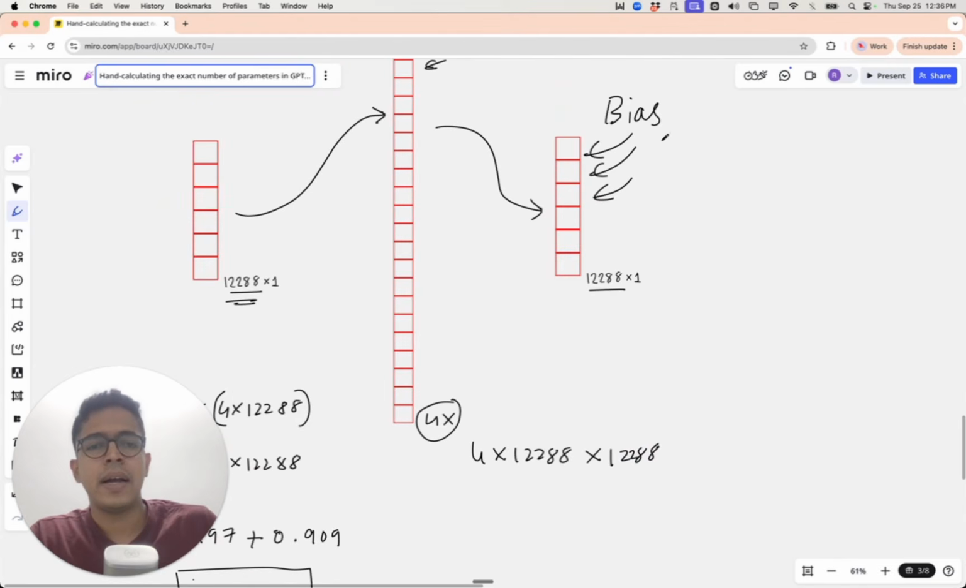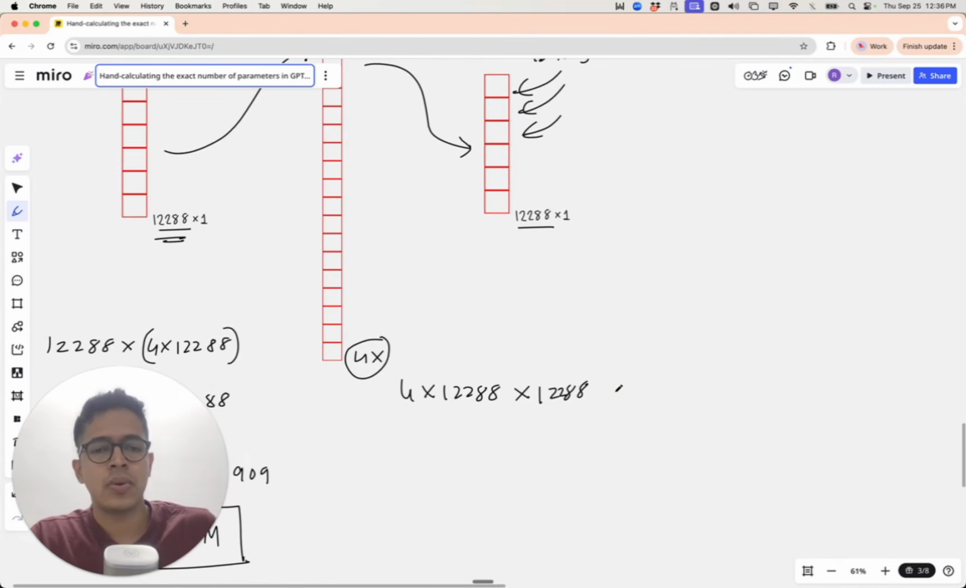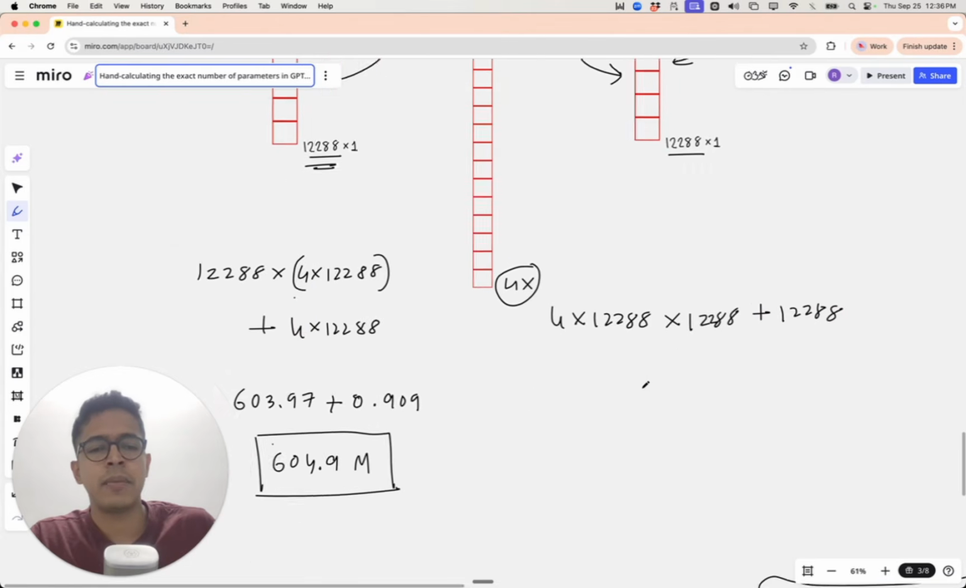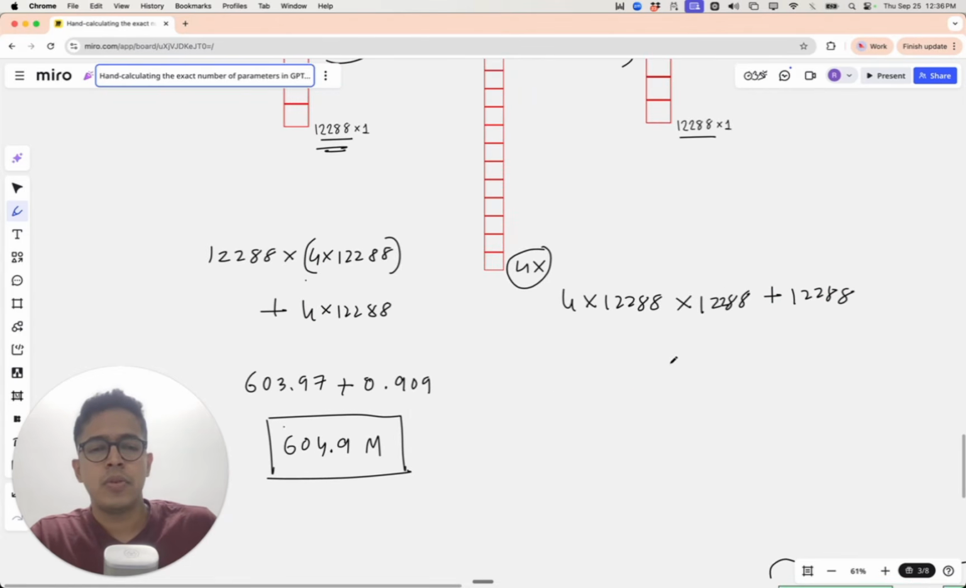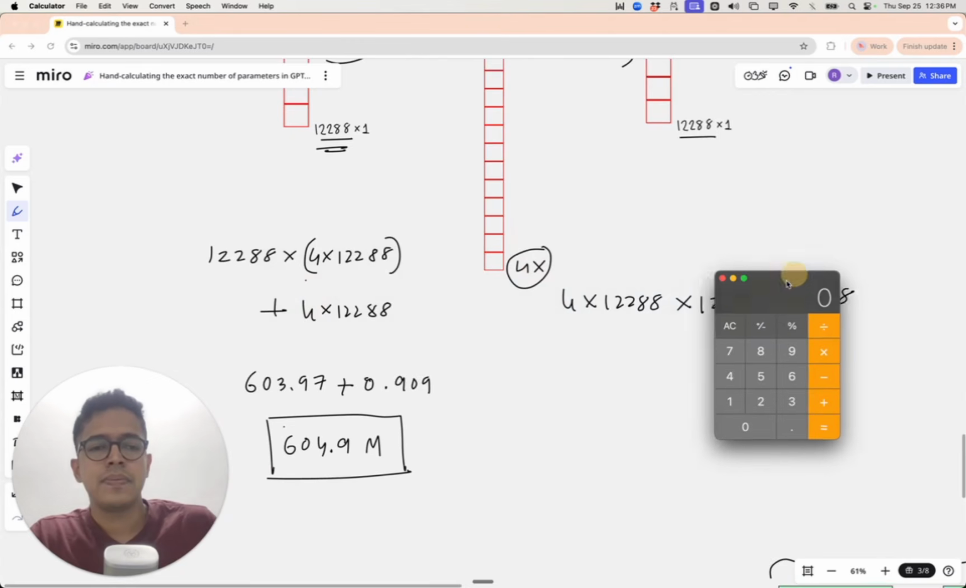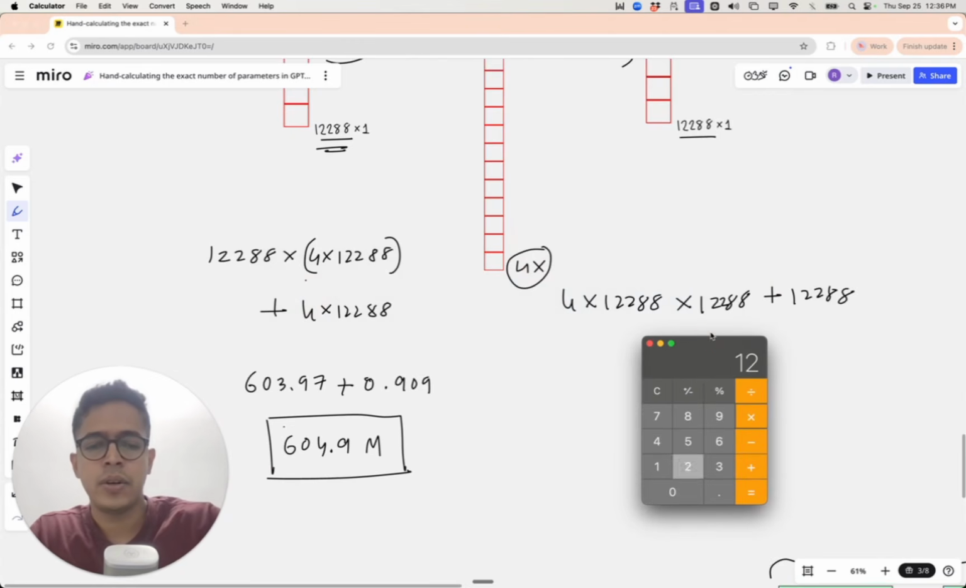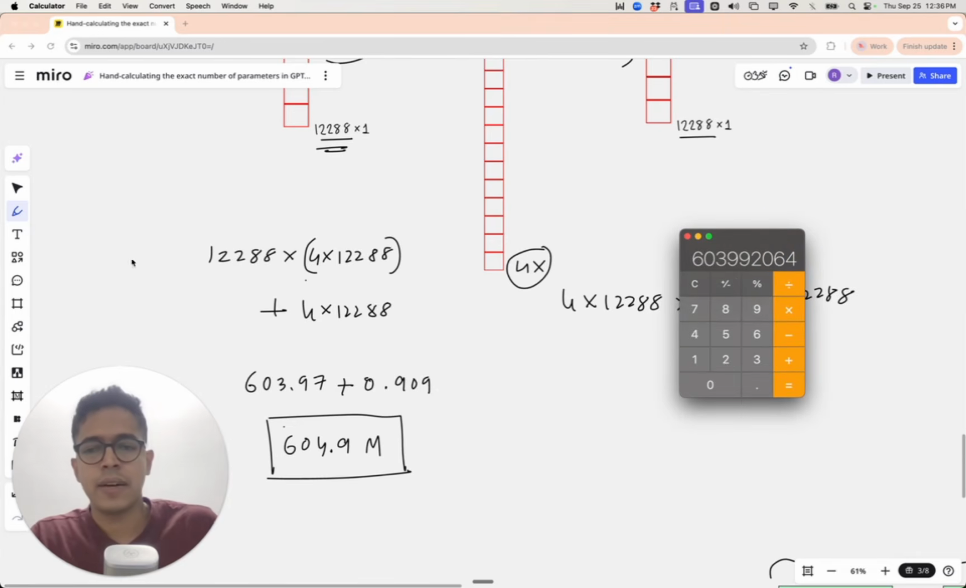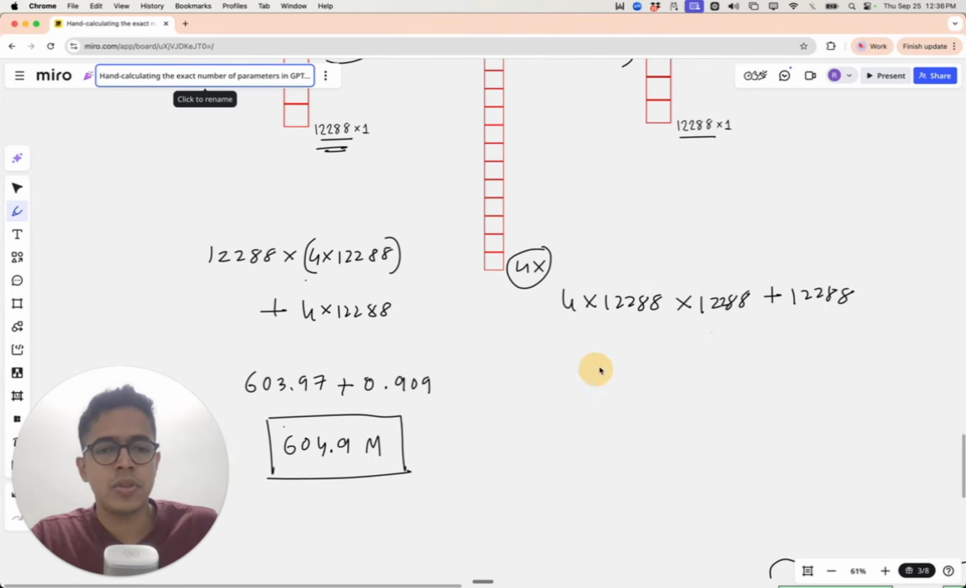And then you can add bias also at the output nodes. So the number of nodes equals 12288, so that many bias parameters will be there. So what would this be? This will be 4 times 12288 times 12288 plus 12288, which equals 603.99, which is 604 million. So this will also be 604 million.